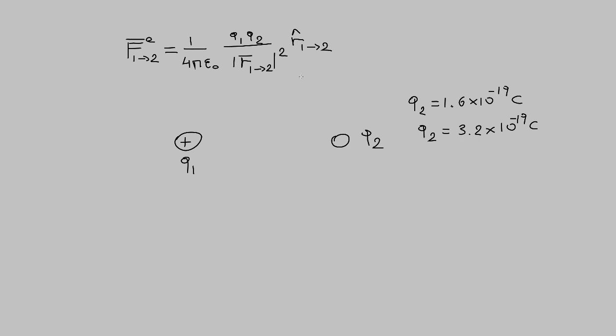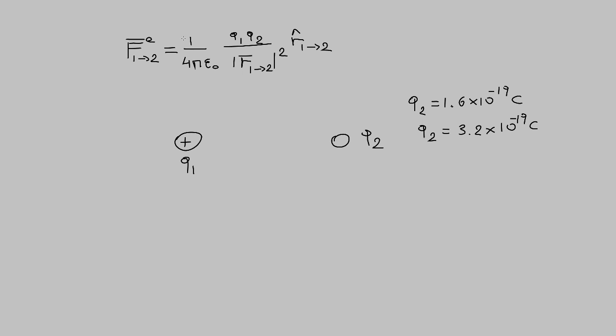if we look at the expression over here, we see that the constant remains the same in all of these cases. The charge Q1 is also the same. The distance between the two is fixed, and the unit vector r hat is also the same. The only quantity that changes here is the charge Q2.